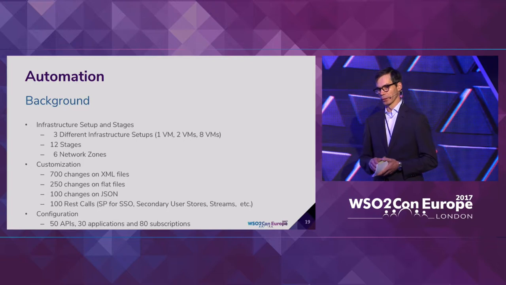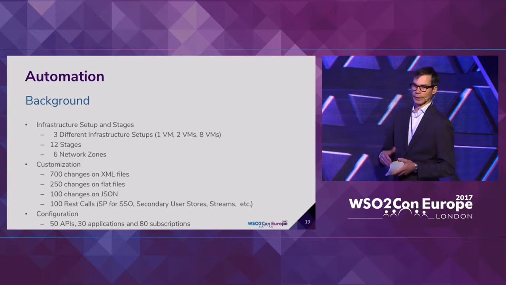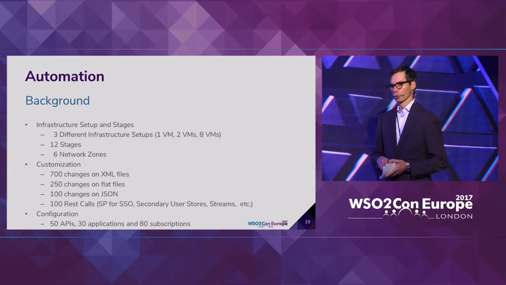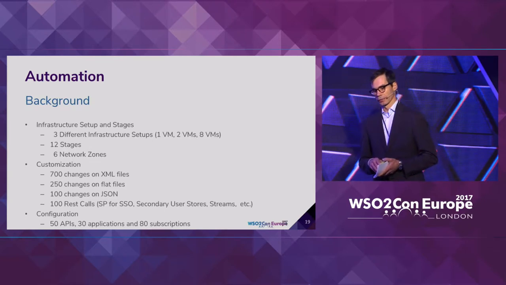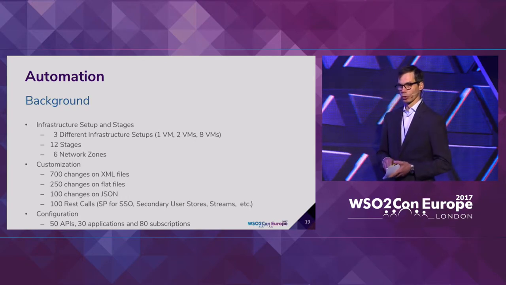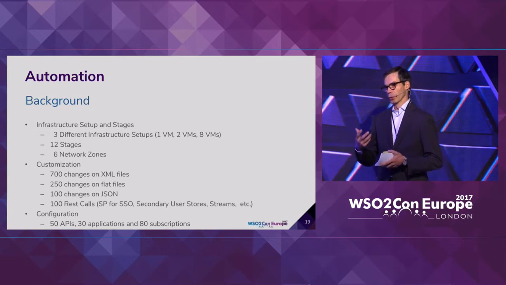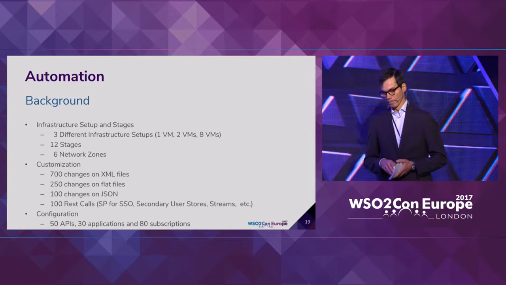Then we have 12 stages. The problem is we have more than 100 developers working on this project. Now this project has been live for 2 months, so we were very successful. And then we have also 6 network zones. So it's obvious that such a complex platform is difficult to deploy with a standard tool out of the box.